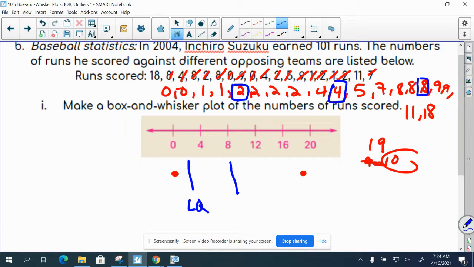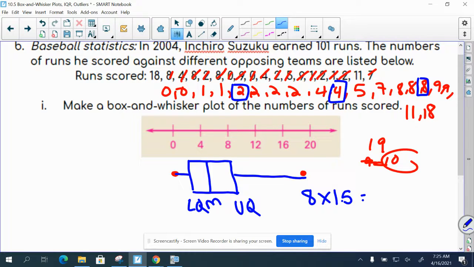And then I forgot to put a line for the median. Then we'll make a rectangle. It looks like the numbers are mostly concentrated in this area between 0 and 8. So I am really suspecting that this 18 is going to be an outlier. Let's find out. If we take 8 and multiply by 1.5, you get 12. So 18 is definitely an outlier in this case.